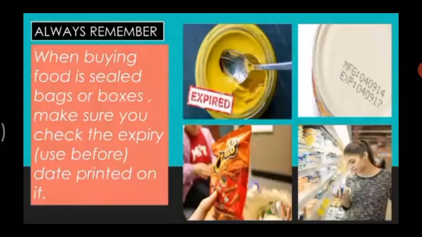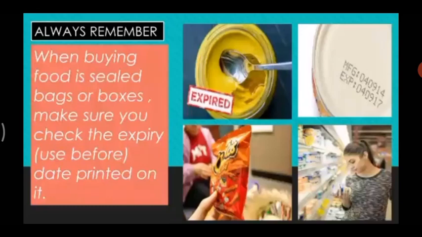Now the next is always remember. As we all know, preservatives are added to foodstuff and it lasts for a longer time. So when we purchase packed food products from outside, the sealed products or sealed boxes, we need to make sure that we check the details. When we are buying things from the market, we check the details placed on the packed boxes. Now what all do we see? We see the date of manufacturing, the price, the expiry date, right?